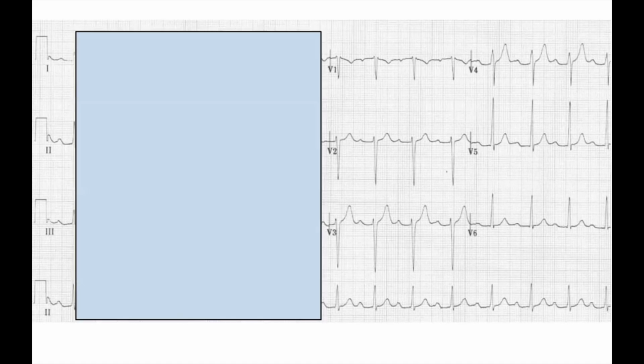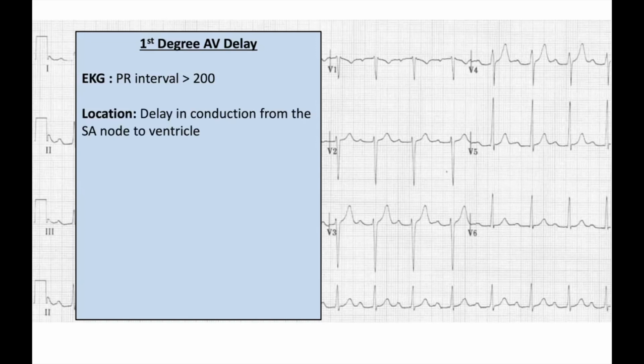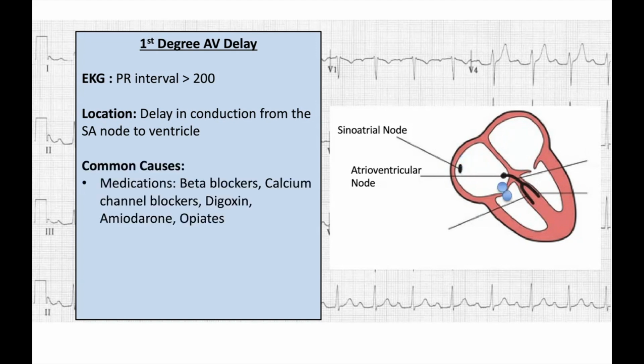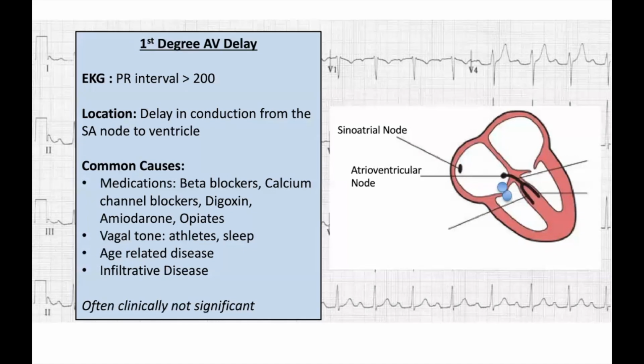So to highlight what first degree AV delay is, it's again that PR interval greater than 200. Essentially, you're having a delay in conduction from your SA node to your ventricle. Common causes of this can be medications, similar to those discussed in the previous slide, like beta blockers, calcium channel blockers, digoxin, amiodarone, opioids, vagal tone again, age-related disease, infiltrative disease. But often this is not a clinically significant finding. It's something we'll see incidentally on EKGs, but these patients, in my experience, are not usually symptomatic.